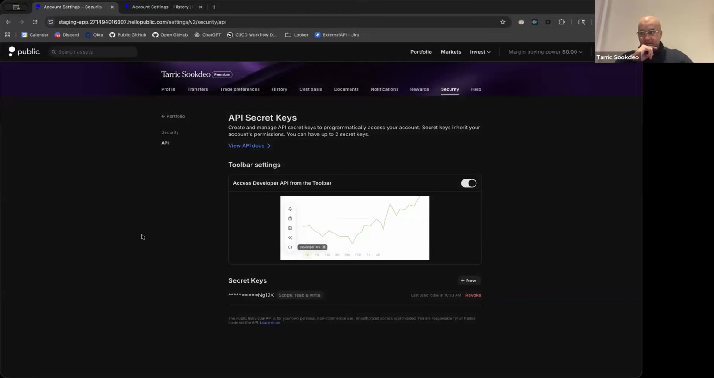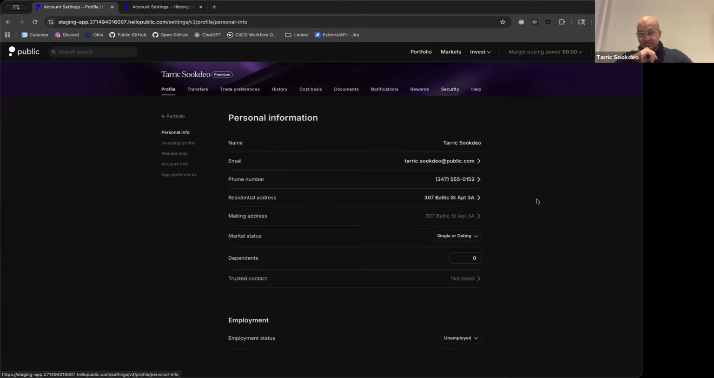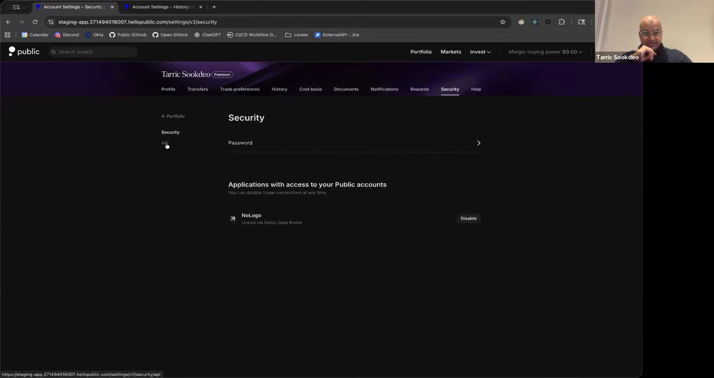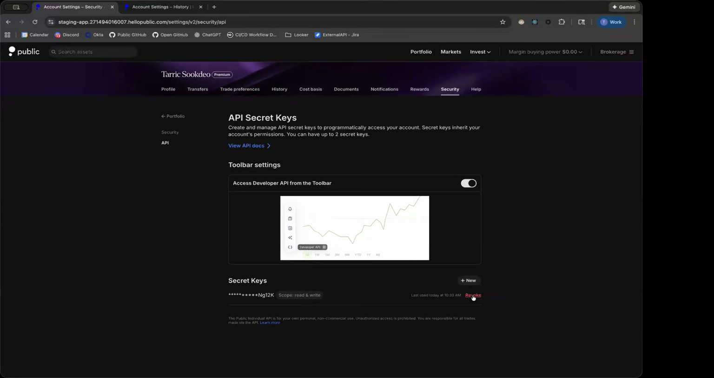Cool. Just answering some of these questions. I'm showing a public account right now. To access the API section here, you would go over to your settings and click on security on the top here. Then you would have API as part of the side nav. From here, you can generate a new API key or revoke an existing one.